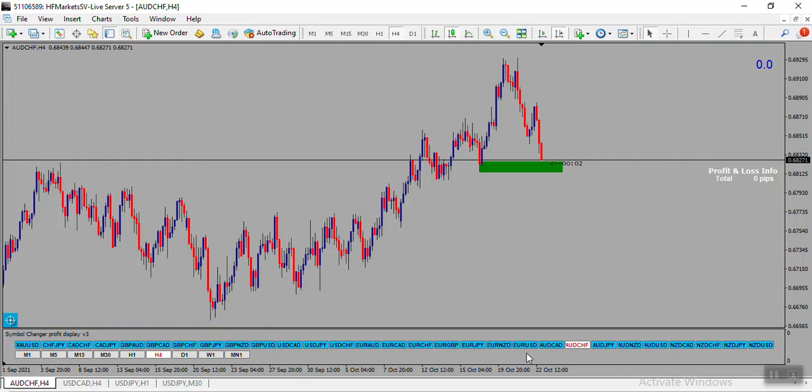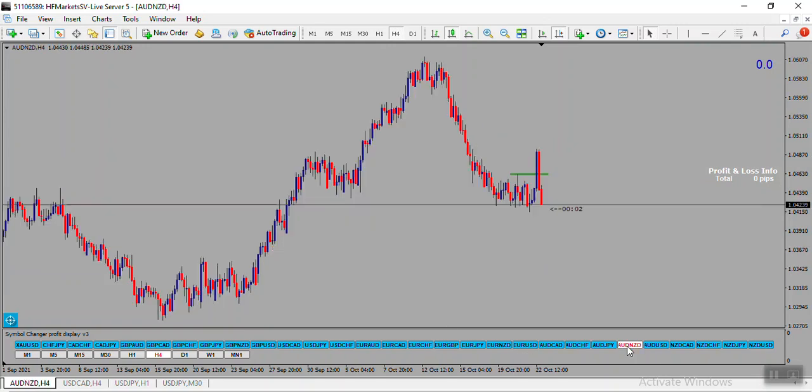Then I also have AUDNZD. Something has happened here. Price is dropping massively, taking out this low, and I see a lot of liquidity gathered here. Price took out liquidity and dropped down immediately. So I'm also hoping that price will break below this low, taking out the liquidity below here, then coming back for a retest.